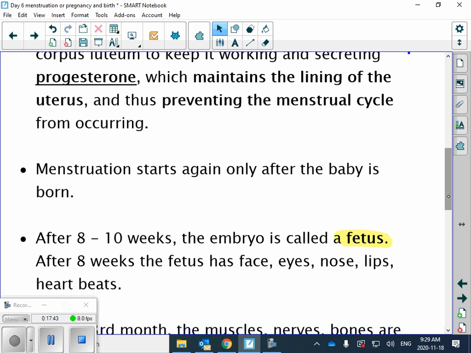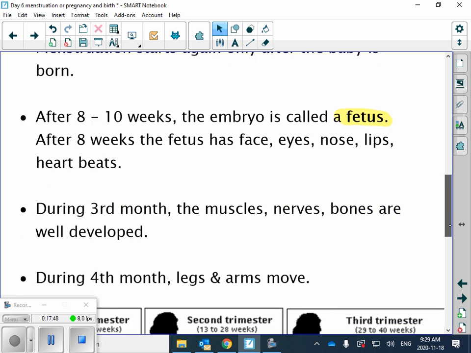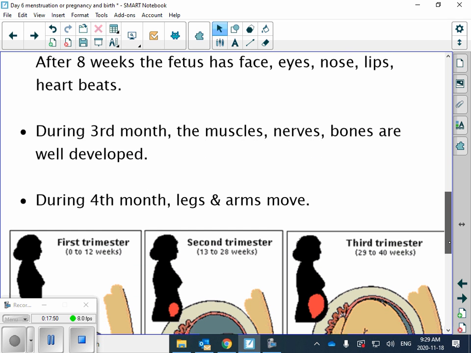At about 8 weeks, the fetus has a face, eyes, nose, lips, and the heart beats. During the 3rd month, the muscles, nerves, and bones are well developed.